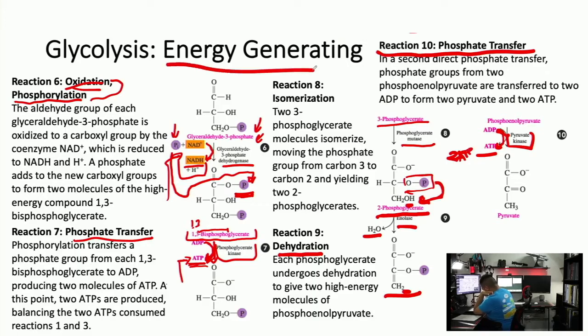And the cool thing about that is that once we lose this phosphate group right here, that's gone now, we make the molecule pyruvate. And the pyruvate goes into the pyruvate dehydrogenase complex, right? And that ends glycolysis.